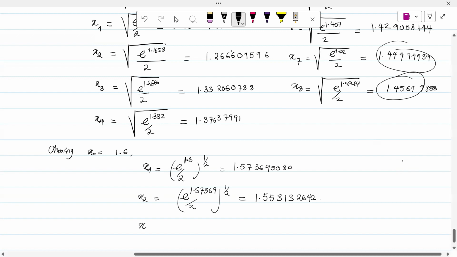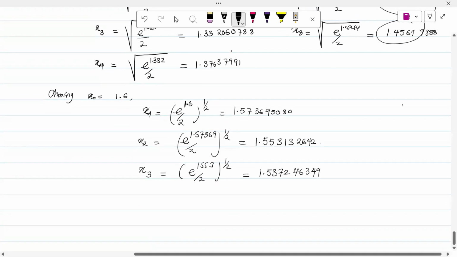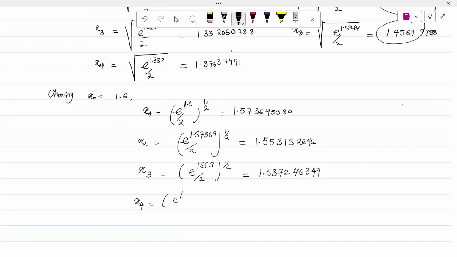Let's do two more. What will be x3? So e to the power 1.553 over 2 in the square root. So what is x3? 1.5372 46349. Okay. So let's do the last one. x4 is e to the power 1.5372 over 2, to the power 1 over 2, right?